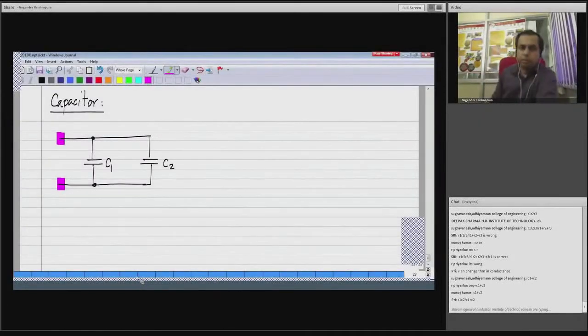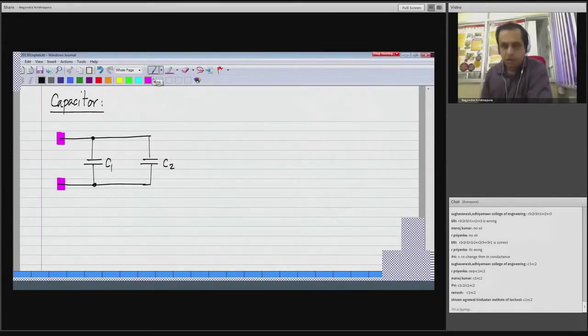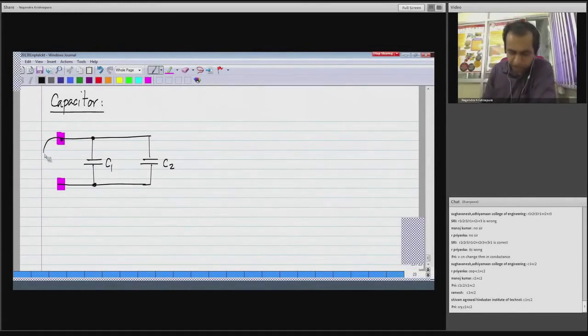I think many people answered this immediately. The answer is C1 plus C2. Okay. Now we'll see how that is. Again, if you use the procedure systematically, you will get the answer automatically, without any confusion.